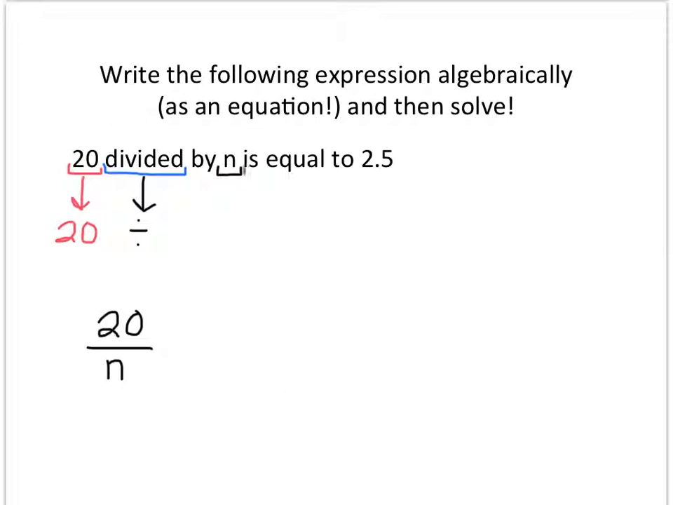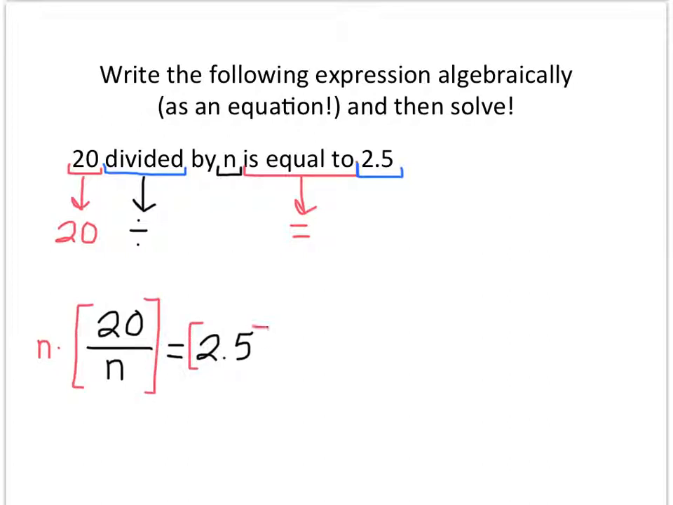Next I see the phrase is equal to. That's a pretty clear indicator of an equal sign. So I'm going to say 20 divided by n is equal. And then our final phrase, well, what is it equal to? It's the 2.5. So I can complete my equation with 2.5. Now this is a little tricky, we're back to solving for a variable in the denominator. And if you recall from last class, we can solve for the variable in the denominator by first multiplying both sides by the denominator, which is n.